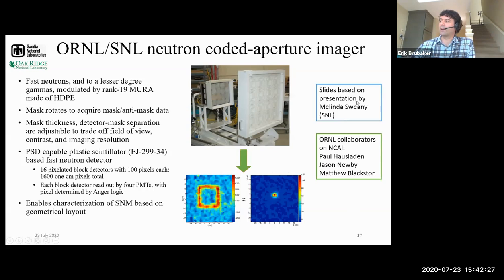I want to point out that these slides that I have here are based on a presentation by Melinda Sweeney. So I want to credit her for most of these slides, this section here on the results from the coded aperture imager, and also our Oak Ridge collaborators, Paul Hauslawton and company.